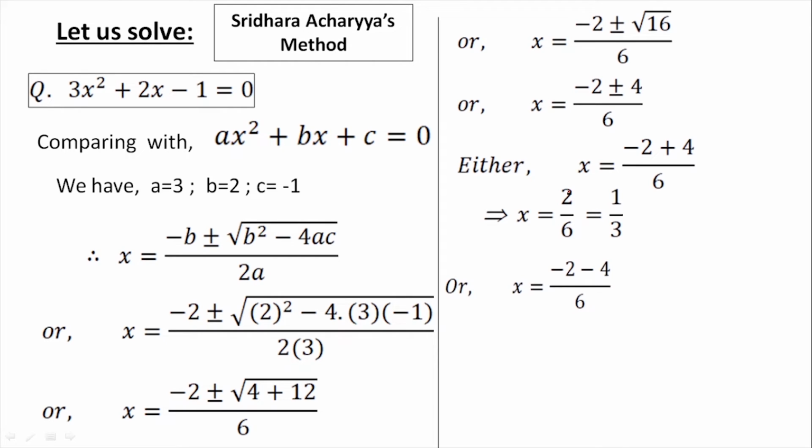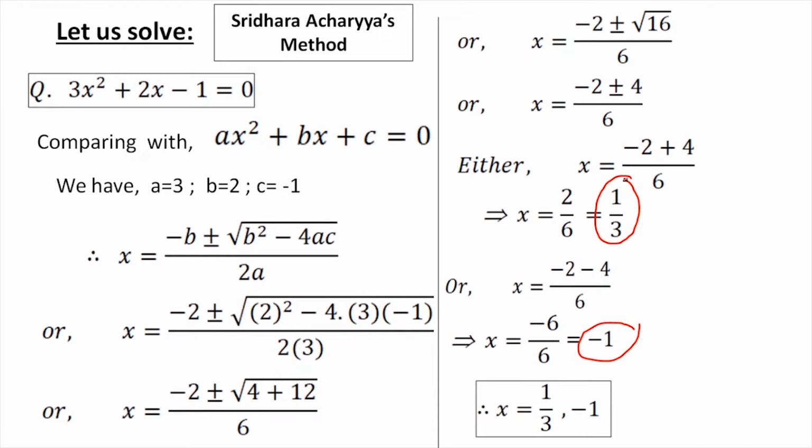Or, here we used plus, now we have to use the minus sign. So here both are negative signs, so we add: 4 plus 2 is 6, it becomes minus 6. 6 1s are 6, 6 1s are 6, it is minus 1. So the other value of x is minus 1. So there are two values of x, 1 by 3 and minus 1.